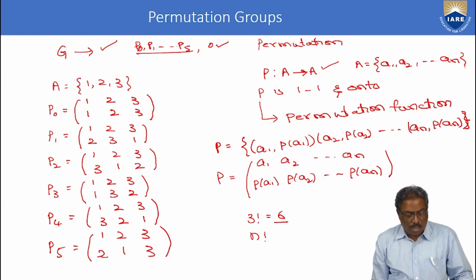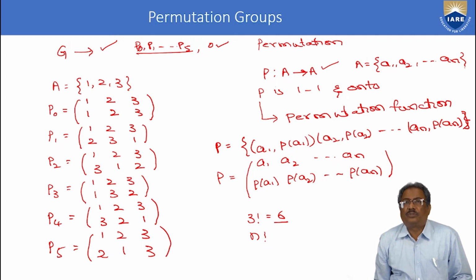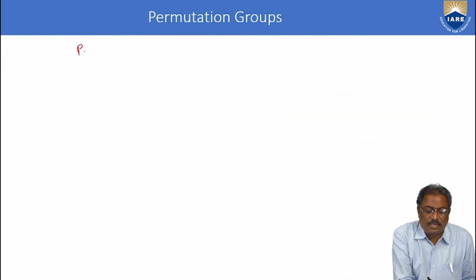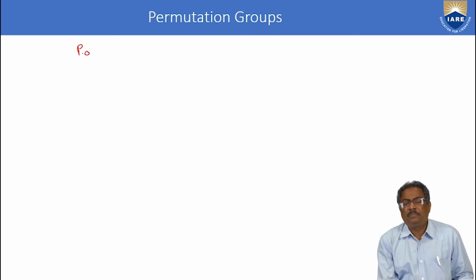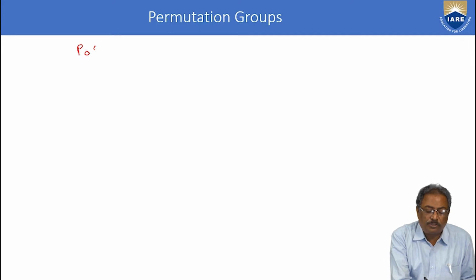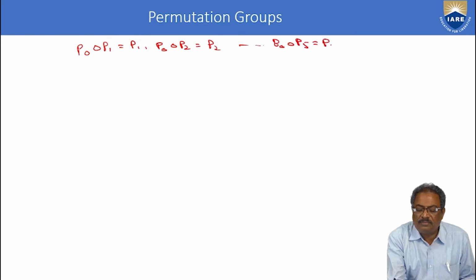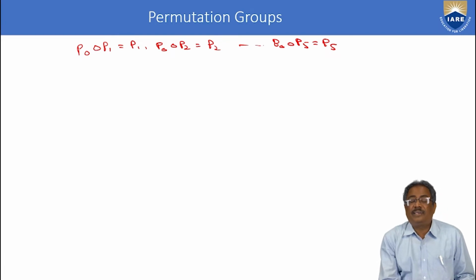So here we have to verify the product of two permutation functions. We are taking P0 as the identity function. If we multiply P0 with any permutation, P0 composition with P1 is P1, P0 composition with P2 is P2, and so on. P0 composition with P5 is also P5, because P0 is an identity function.